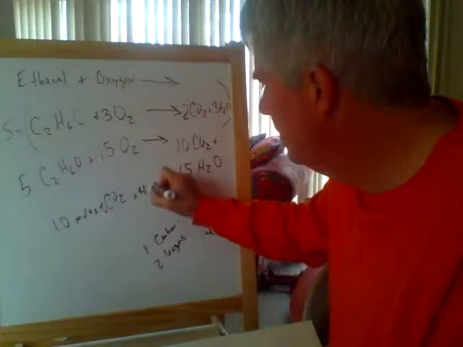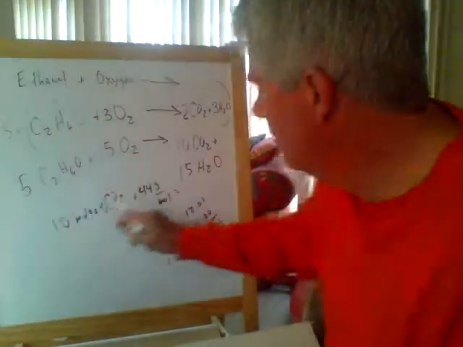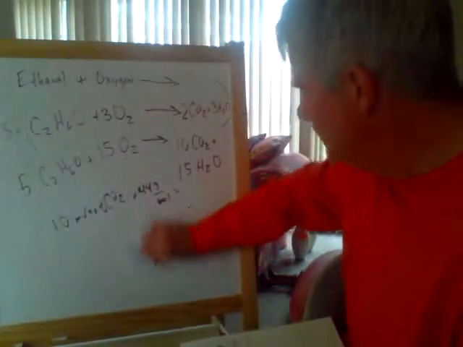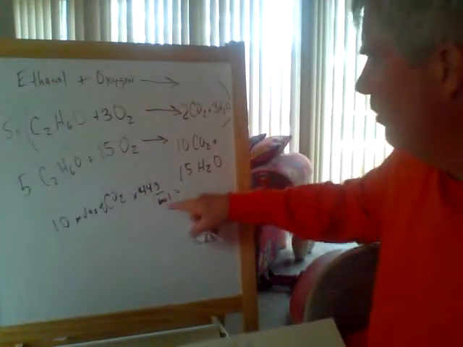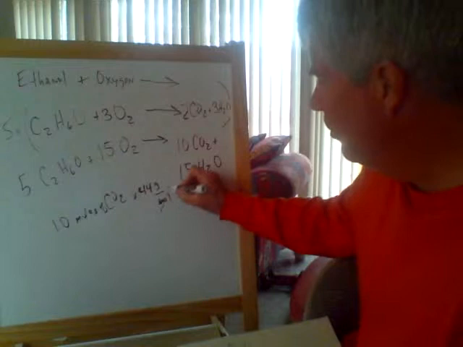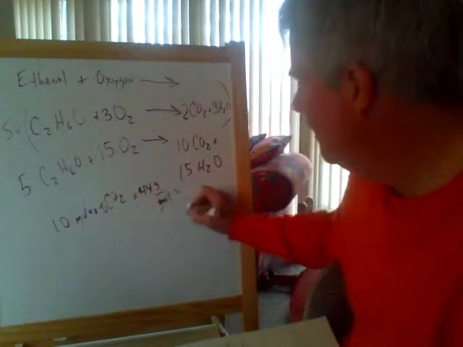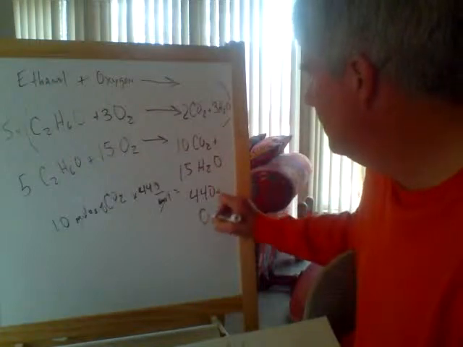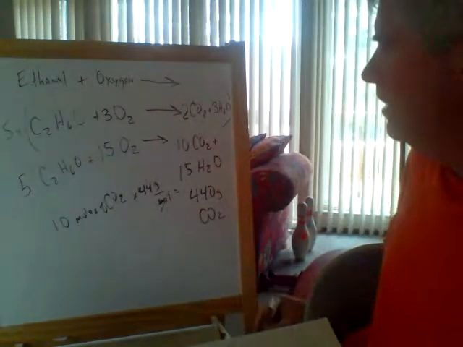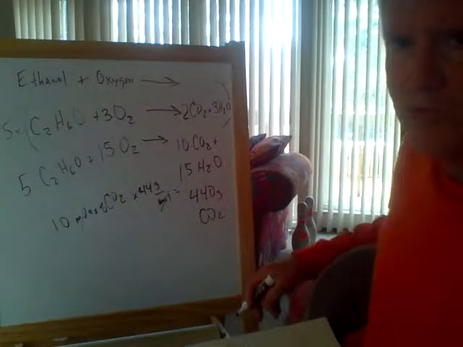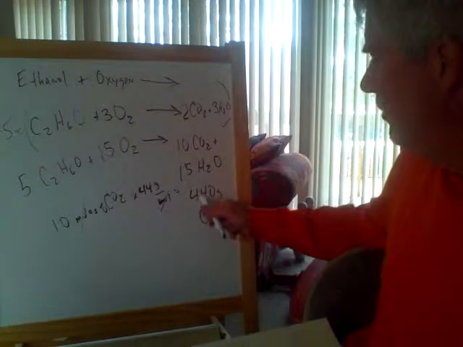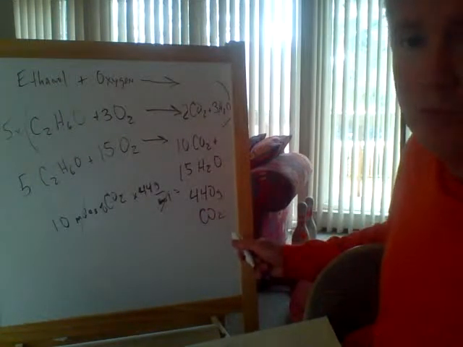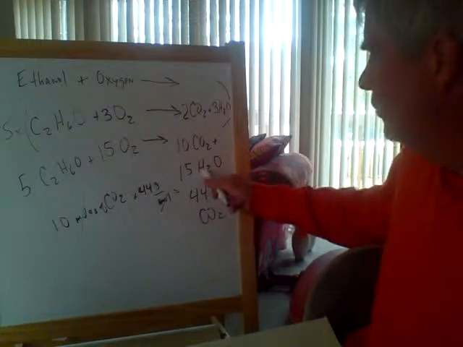So the molar mass of CO2 is 44 grams per mole. The moles cancel, and our answer is 440 grams of CO2. So when you start with 230 grams of ethanol, you end up with 440 grams of CO2 once you burn it. Now let's do water.